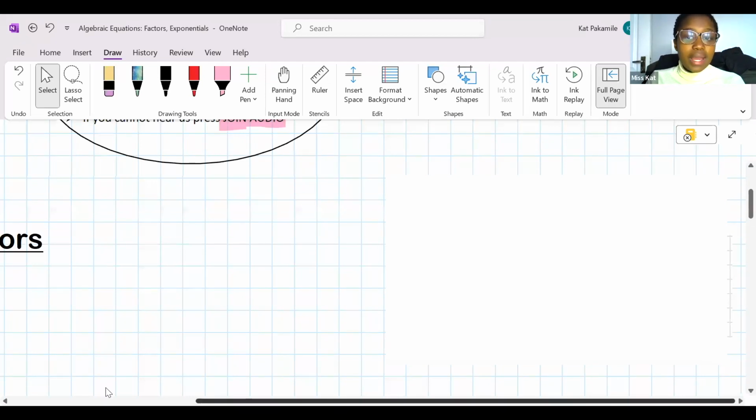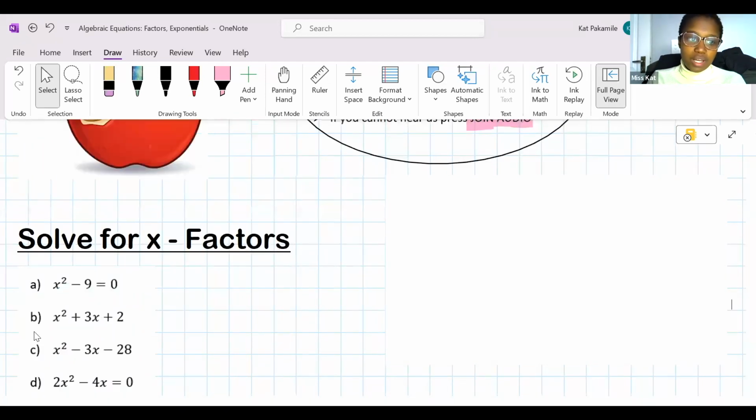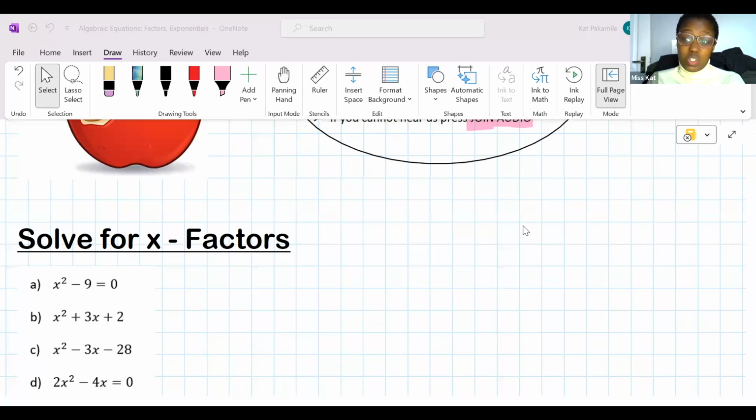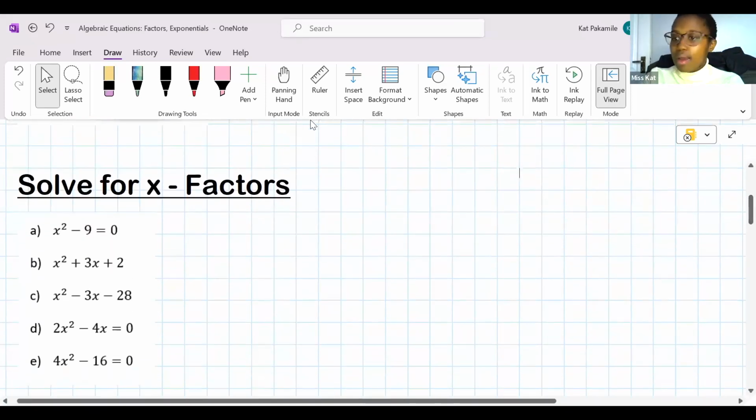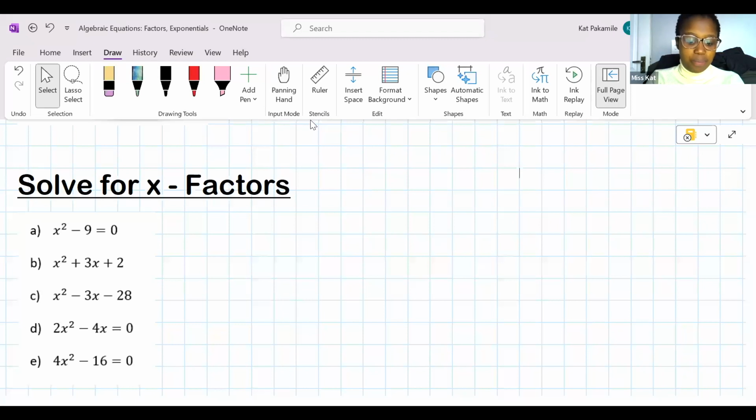So today, we're going to be solving for x using factors, but we first have to factorize. Can we remind each other and ourselves what are the different ways of factorizing? Let's hear what we have for me today.